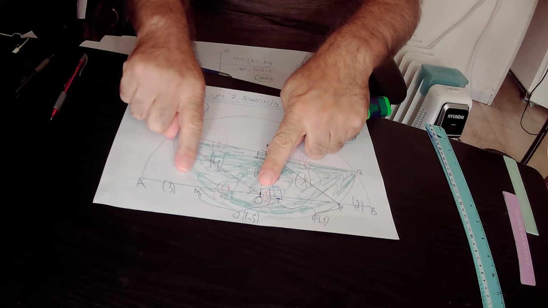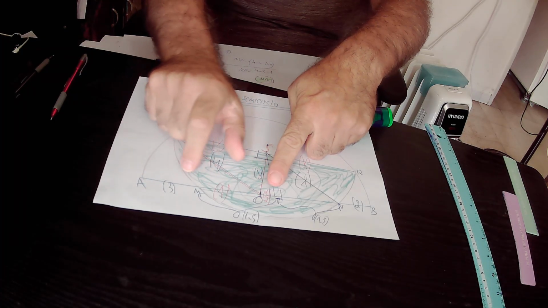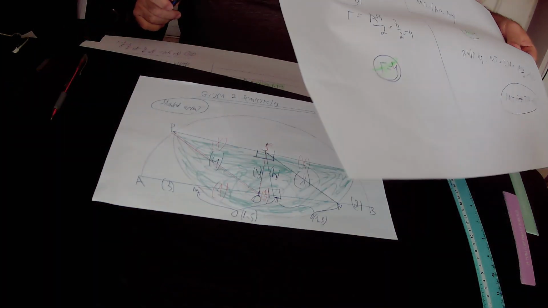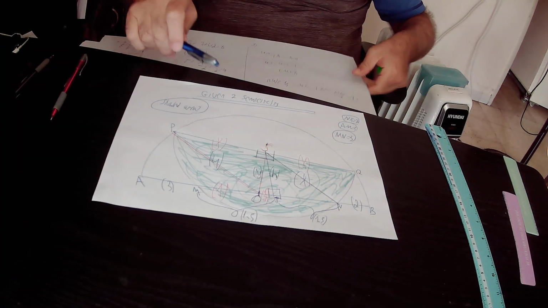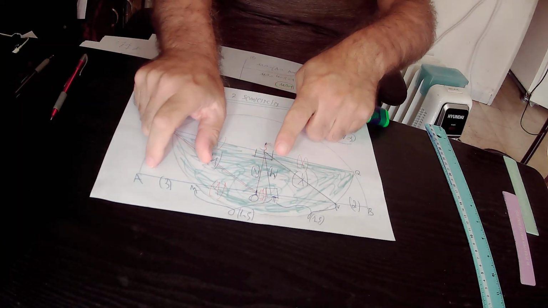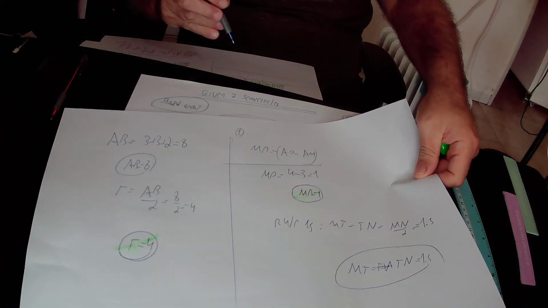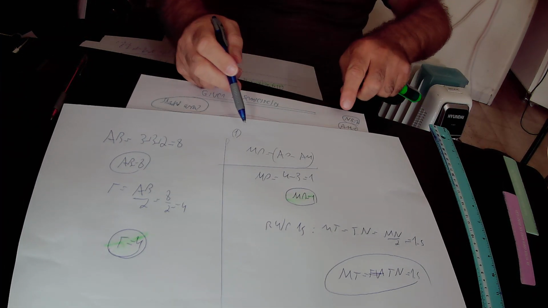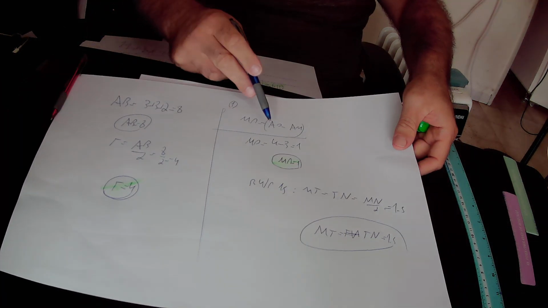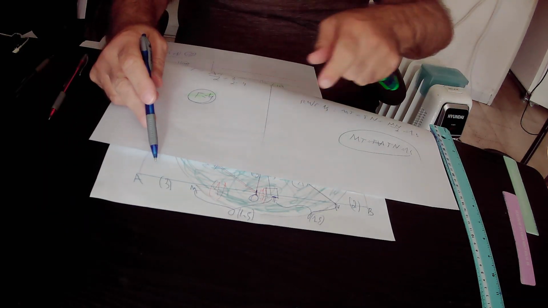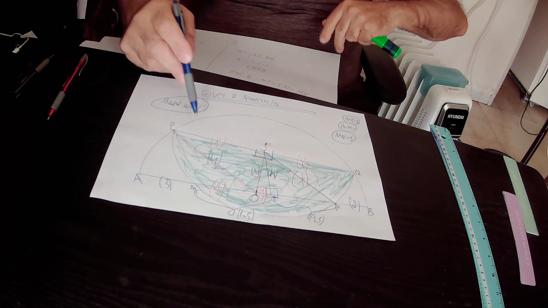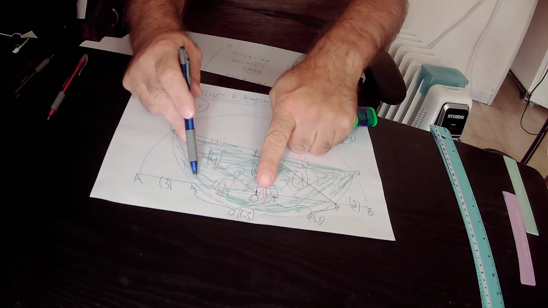Therefore, MO must be equal to AO minus AM. This is the missing line, OM, which must be equal to AO minus AM. So OM equals AO, that is the radius of this semicircle, which is 4, minus AM, that is 3. So in total, OM equals 4 minus 3, that is 1. So the length of this short line segment MO is 1 unit.